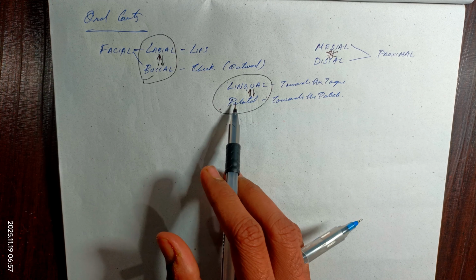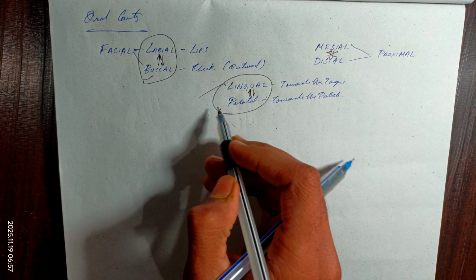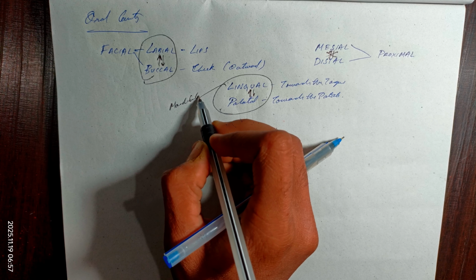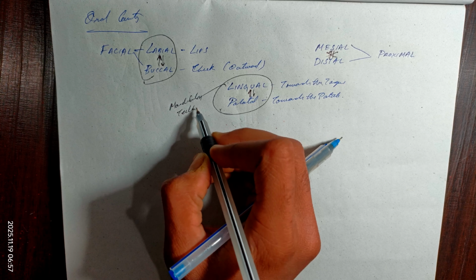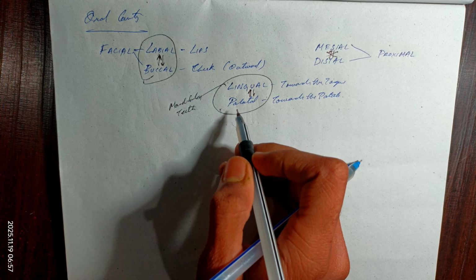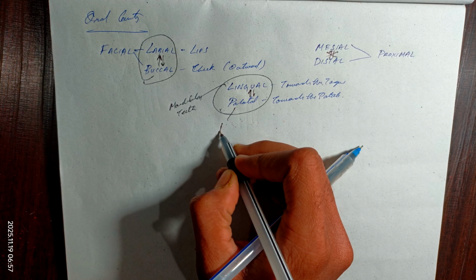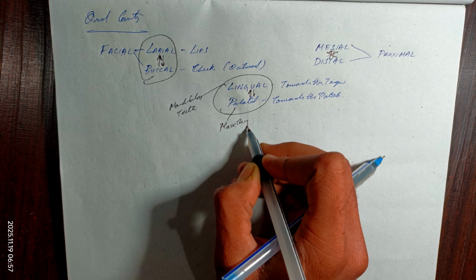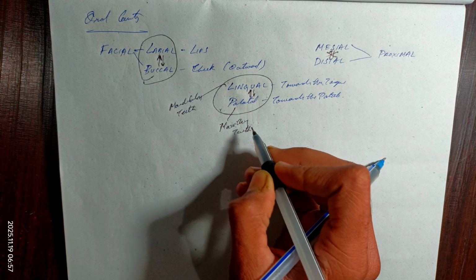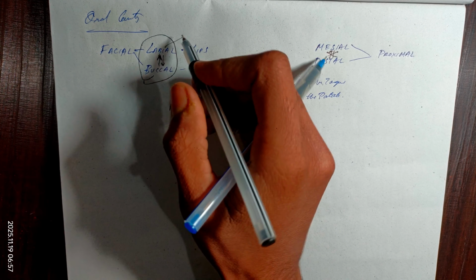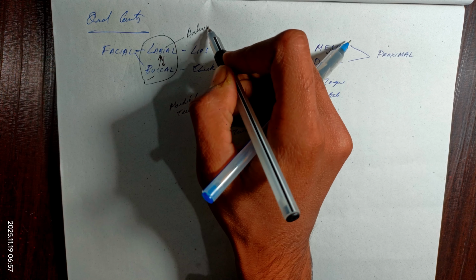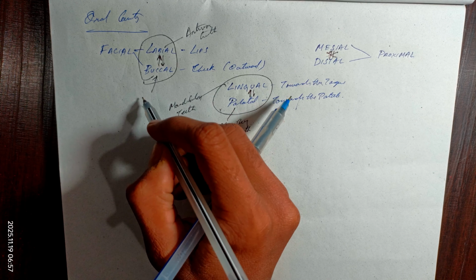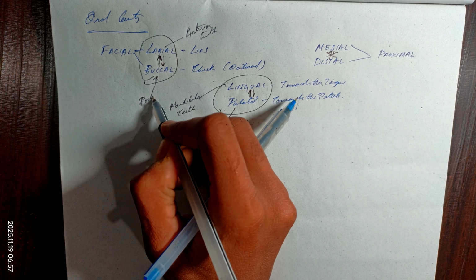And sometimes lingual mainly refers to the mandibular teeth mainly, but they might also use palatal for that, and palatal is mainly used for maxillary teeth. Likewise, labial is mainly used for anterior teeth, and buccal is mainly used for posterior teeth.